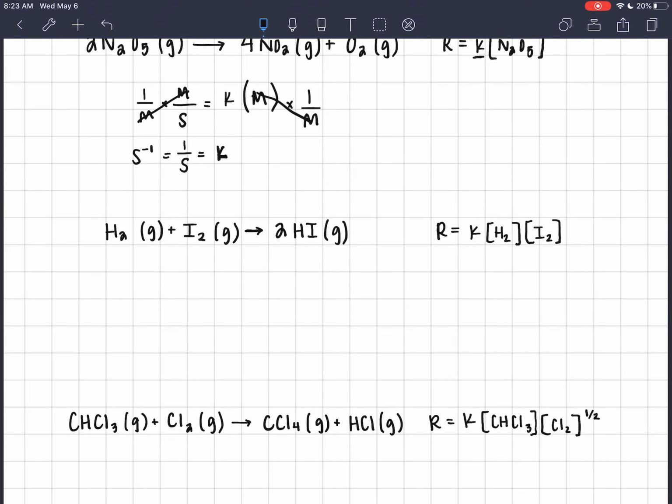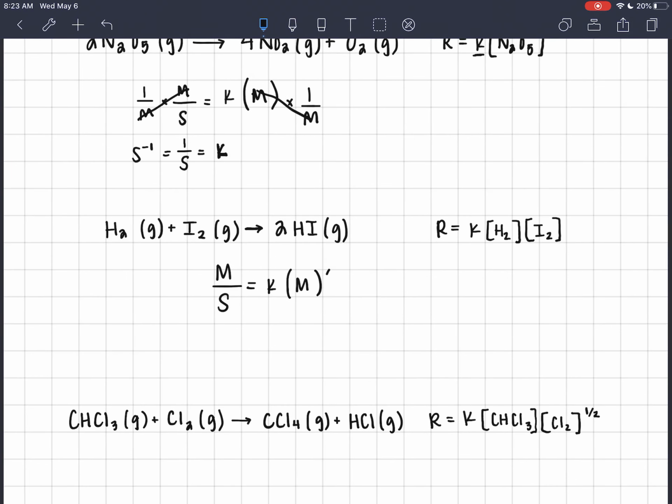Let's try another one. This rate law involves two different reactants. So when I write my equation, I know that for my rate law, my equation is going to start with molarity per second. k is an unknown unit, and it's being multiplied by a unit of molarity for my concentration of hydrogen, and then it's being multiplied by another unit of molarity for my concentration of iodide. So this is essentially saying that molarity over seconds is equal to my rate constant times molarity squared.